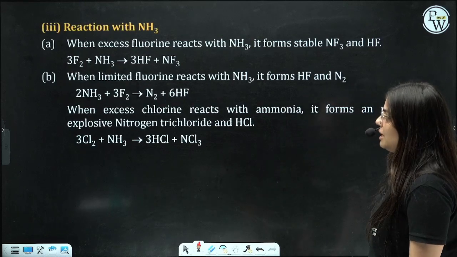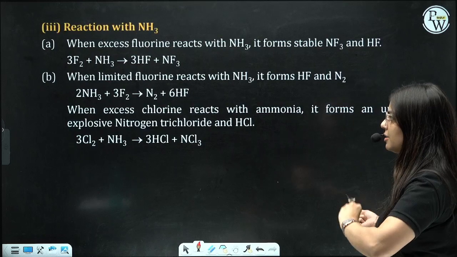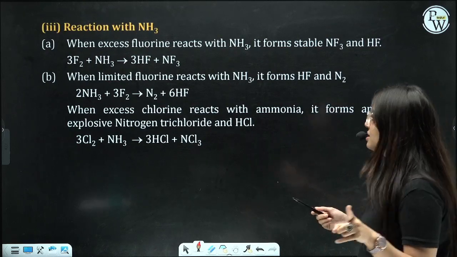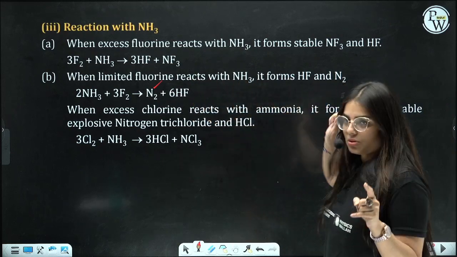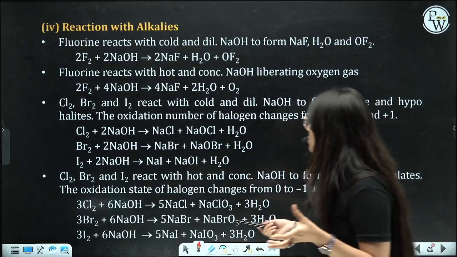Now reaction with NH3. For example, F2 can react with NH3 to give HF plus NF3. Here excess of fluorine is used. When limited fluorine is used, it will give you dinitrogen. Remember that.